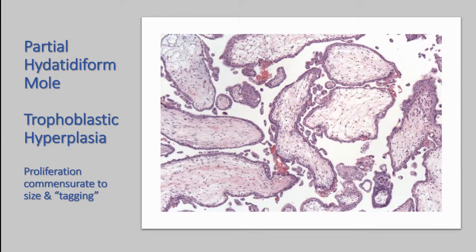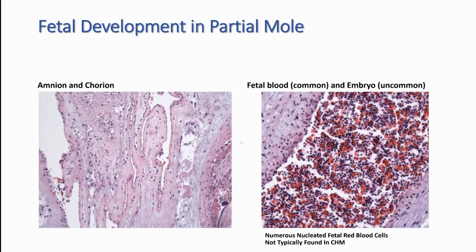There's also trophoblastic proliferation, but it's maybe not the kind of proliferation that hyperplasia normally invokes. It's proliferation just enough to keep up with the increasing size and shape complexity. The skin of the villi doesn't become attenuated, and you don't have a lot of trophoblast heads. Partial moles, unlike complete moles, have fetal development. So if you find amnion and chorion or fetal blood, that's also useful. You may find embryonic tissue. That's rather uncommon.